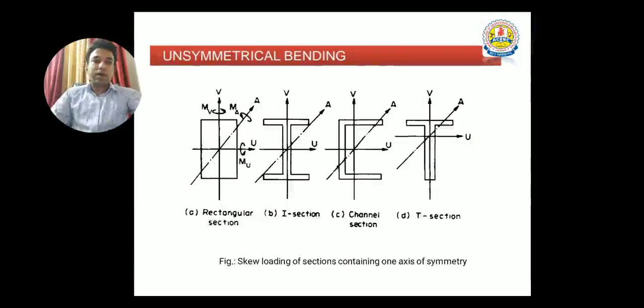These are the skew loading of sections containing one axis of symmetry, as we can see in the rectangular section, I section, channel section and T section.